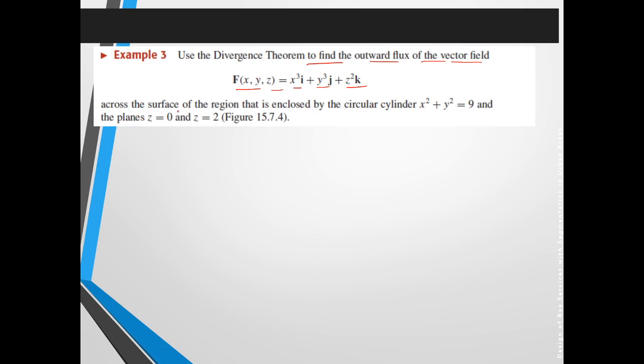No. We will use the divergence theorem. Across the surface of the region enclosed by the circular cylinder x square plus y square equal to 9, cut by the planes z equal to 0 and z equal to 2. So something like this is our figure. This is the circular cylinder.